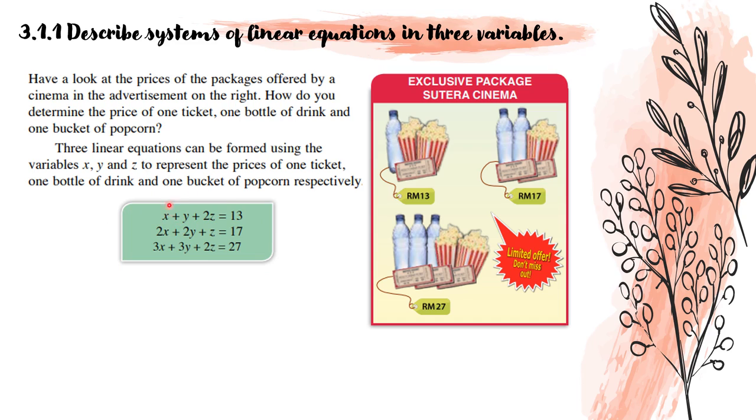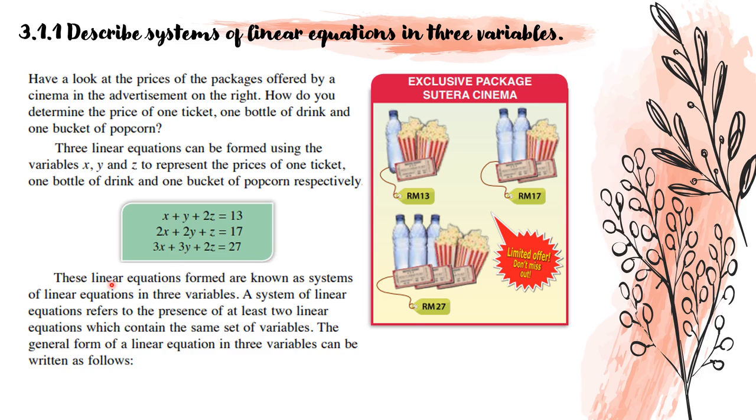So this is how we represent the prices of ticket, bottle of drink and popcorn into linear equations. Okay, so this linear equation form is known as a system of linear equations in 3 variables. So in lower form you only learned 2 variables, x and y. So now with 3 variables, we add another variable which is z.